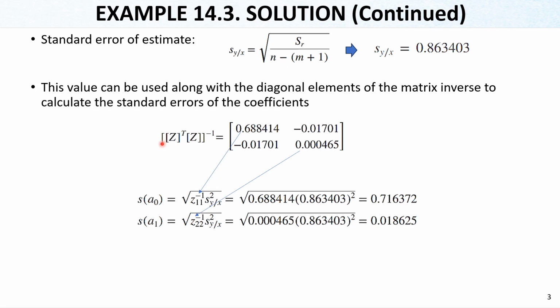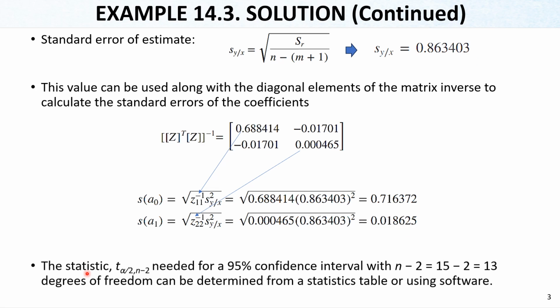In other words, we will have the inverse of the Z matrices like this. We already obtained this, and the diagonals are important here. So this first diagonal is this Z11 and the second diagonal is Z22. So we were calculating these S values for A0 and A1 using these square roots. We showed these while explaining the topic of confidence intervals. When you calculate them, put this here, and SYX is this value, square root of it. These are the S results.